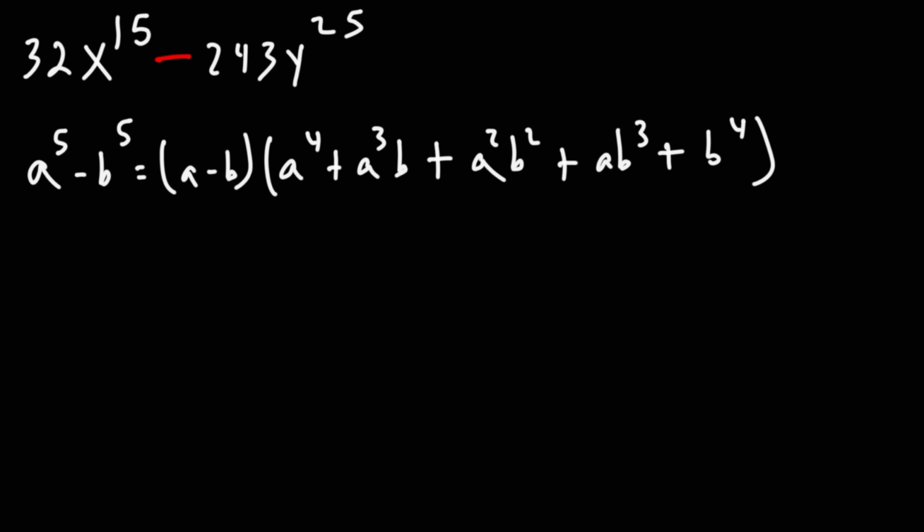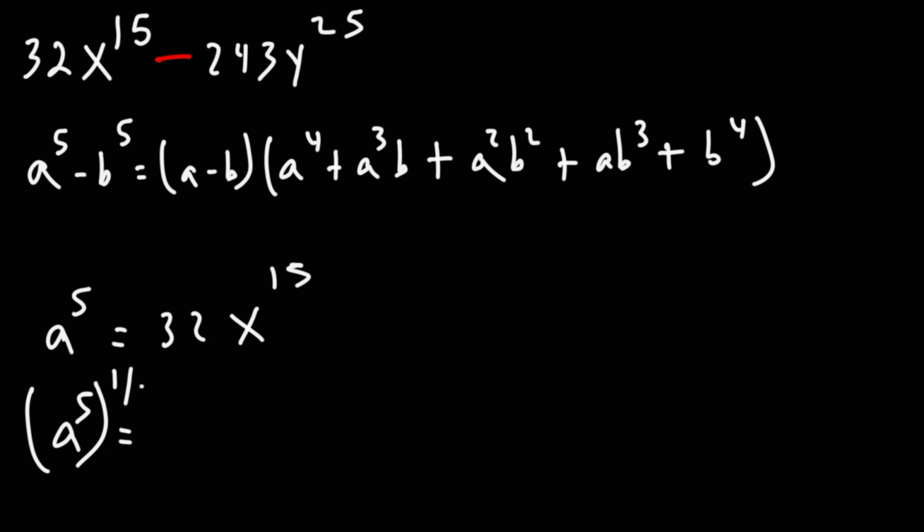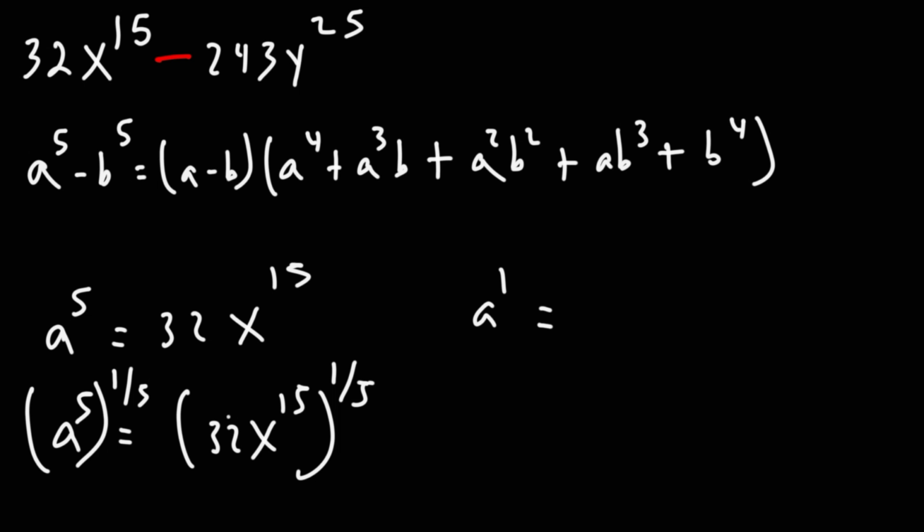Now we need to determine the value of a and b. This is a to the 5th power and this is b to the 5th power. So we could set a to the 5 equal to 32x to the 15. To solve for a, we need to raise both sides to the reciprocal of 5, which is 1 over 5. Five times 1 over 5 is 1. So we get a to the 1st power, or simply a.